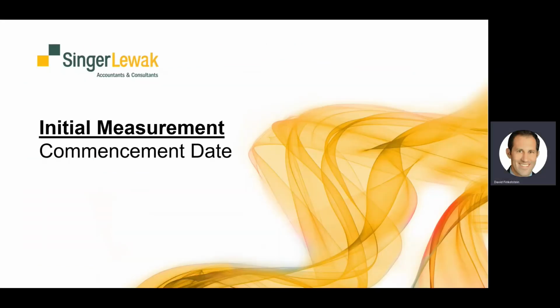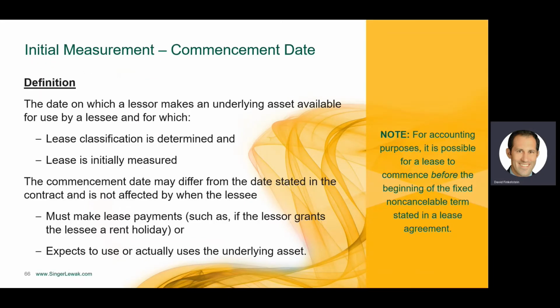In the initial measurement phase, and looking at commencement date, this is considered the date in which the lessor makes the underlying asset available to the lessee, and for which the lease classification is determined and the lease would be initially measured. Now, need to consider that commencement date may differ from the date stated in the contract and is not affected by when the actual lessee must start making lease payments. An example of this is if the lessor grants the lessee a rent holiday, such as the first 3 months are free or no payments are due for the first 3 months.